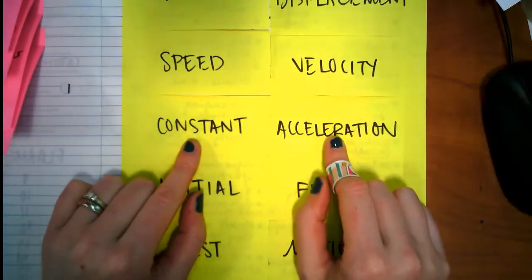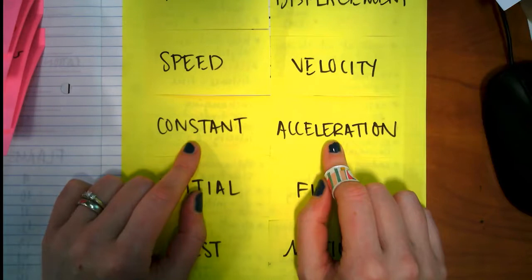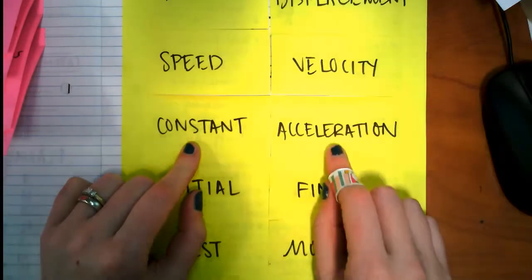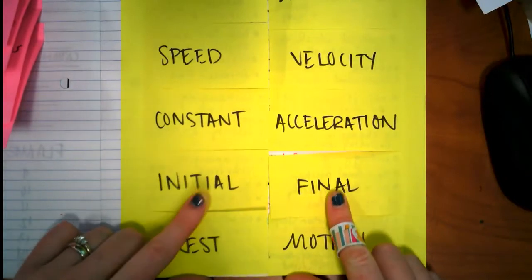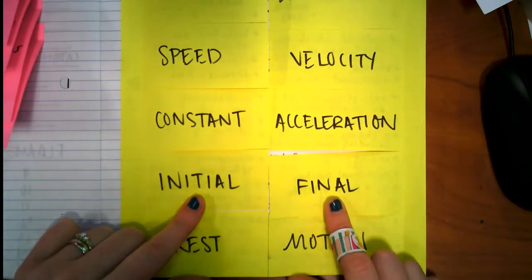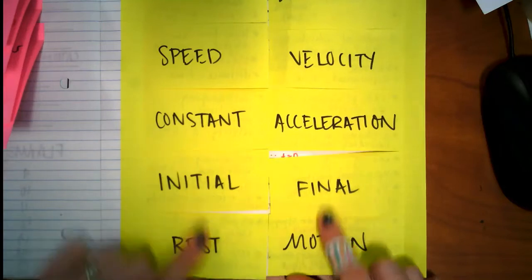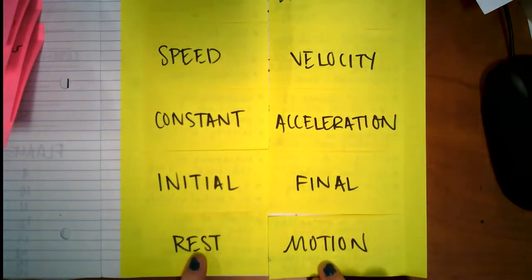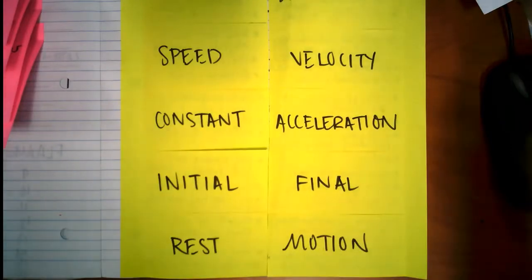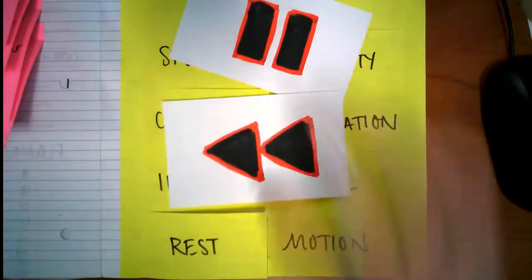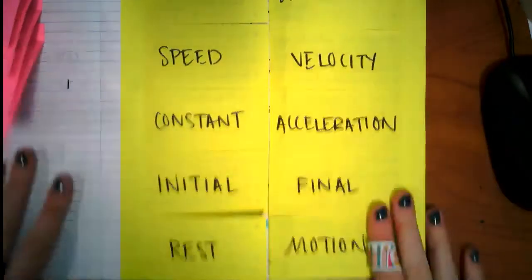On the left of the next pair is constant, that is contrasted with acceleration. Next pair on the left is initial, on the right is final, and the final pair on the left is rest, on the right is motion. Remember, you can pause and rewind if you need to go back and look at those terms.